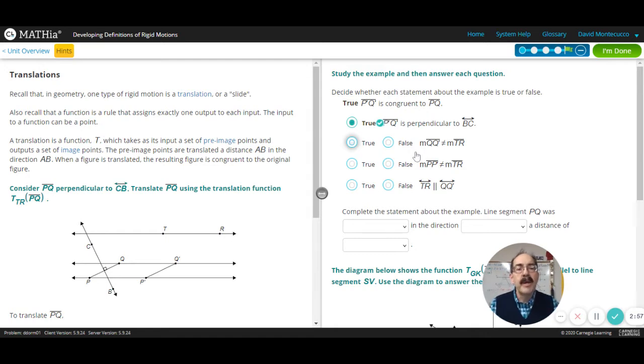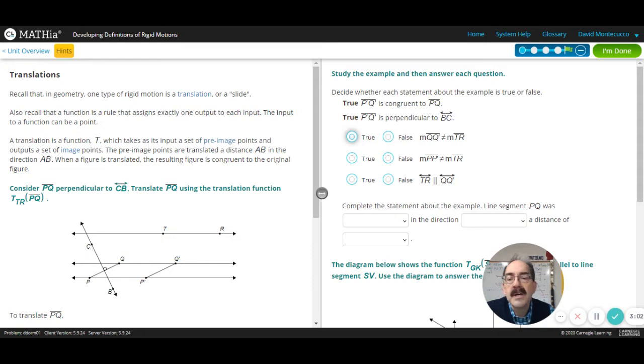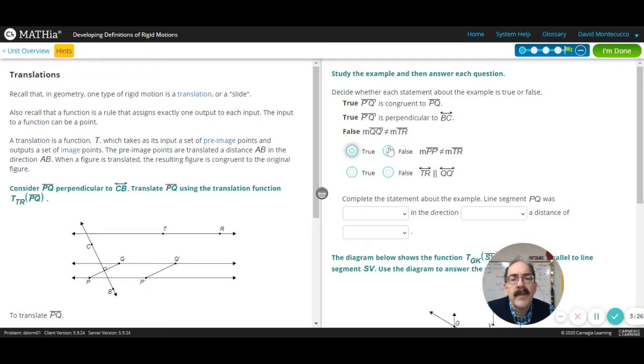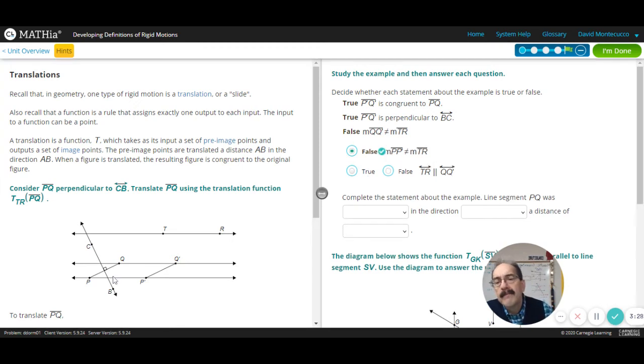Okay. Now the measurement of QQ is not the same. It has to be the same. That goes to there, that goes to there. I'm going to say false. They're equal. PP prime, TTR, they have to be the same. Okay, because that's how we drew them.